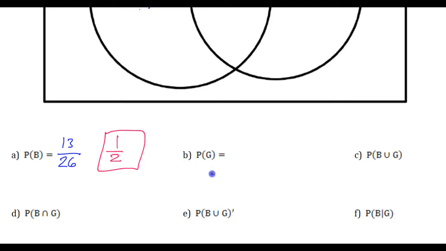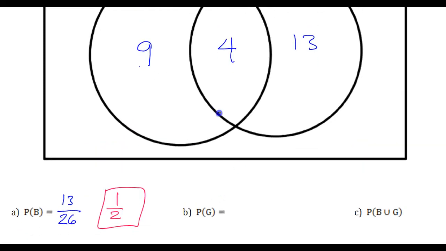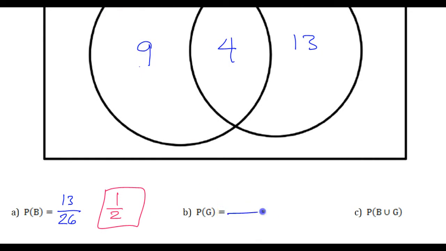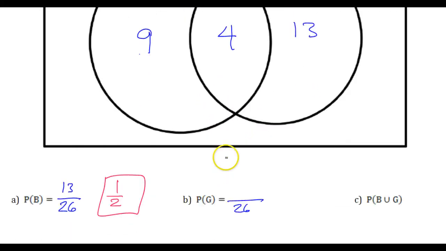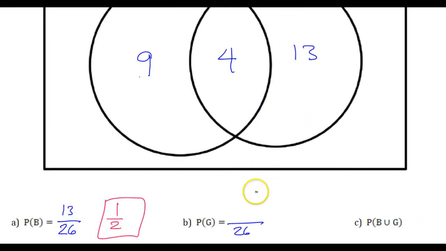Probability of having a girl is the next one. Again, target over total, and the total is 26. The total number of people in the girls circle, that's your 17. So that's going to be 17 out of 26. And 17 is a prime number, so that's not even going to reduce.